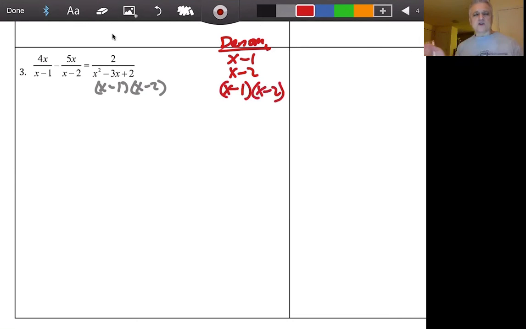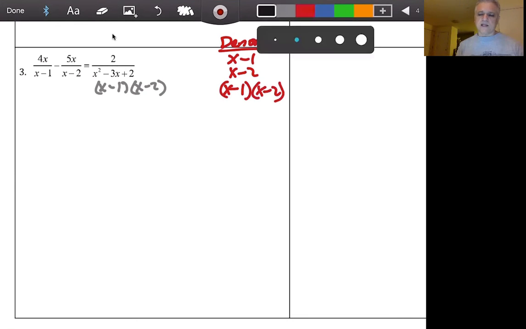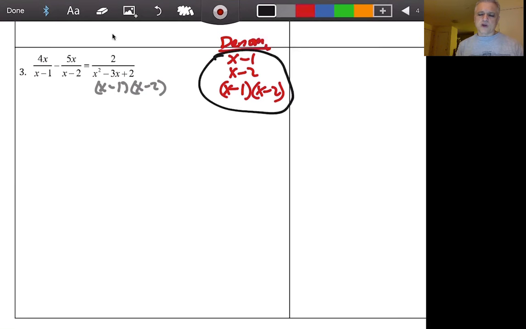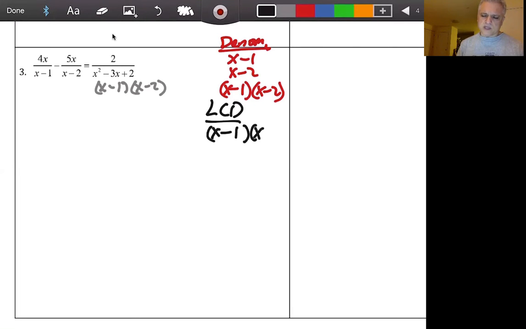So if I want to cancel all of those denominators, I need the lowest common multiple of these 3 factors. Well, I got x minus 1, I got x minus 2, and then x minus 1 times x minus 2. So I would say that this guy right here is going to be my LCD. So my LCD, which will cancel all of these out, is x minus 1 times x minus 2.